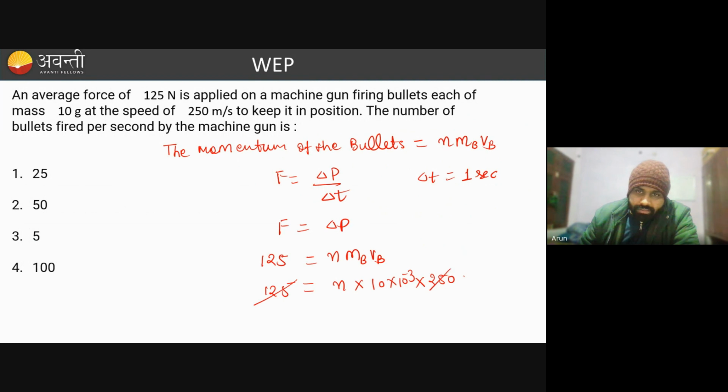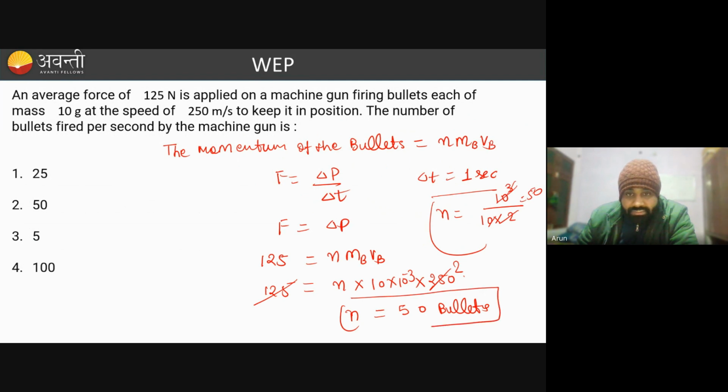So if you do the calculation here, n you will have as 50 bullets. Let me just calculate it. N is equal to 1 upon 10 into this 10 raised to the power 3 will become positive going up, multiply with 250. Yeah, it is correct. It will become 50. So 50 bullets, this machine gun is firing per second.